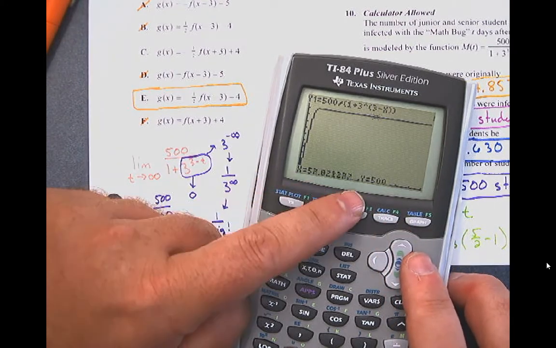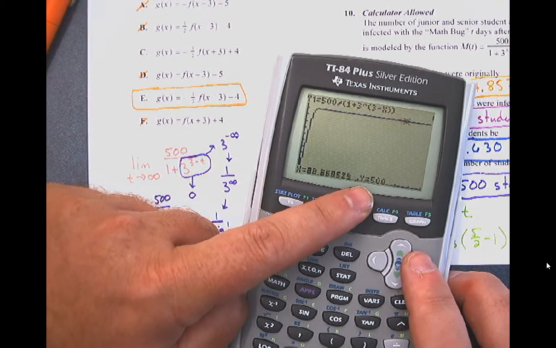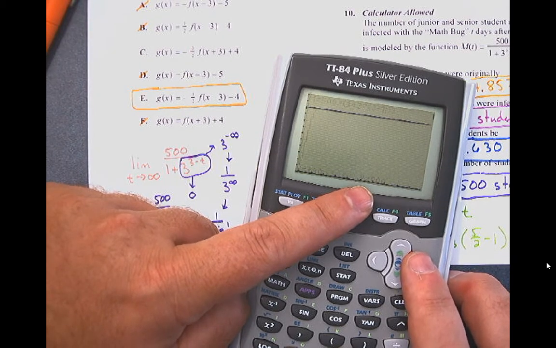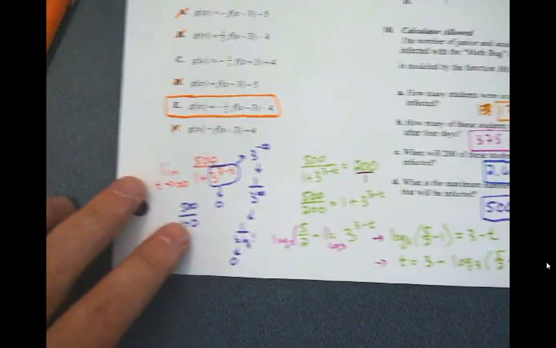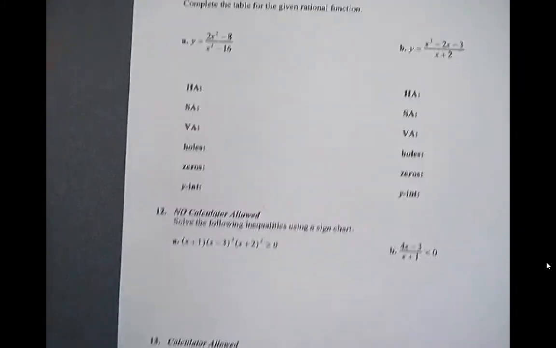Day 50, day 60. Now, it's not exactly 500. It says that it is, but it shouldn't. It's just really, really close to 500. So graphically, it makes sense, too, that the number of people that got infected would end up at 500, just like it made sense algebraically. Ooh, this is some good stuff.